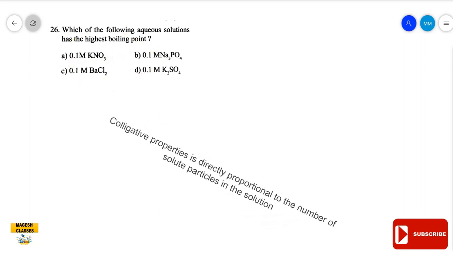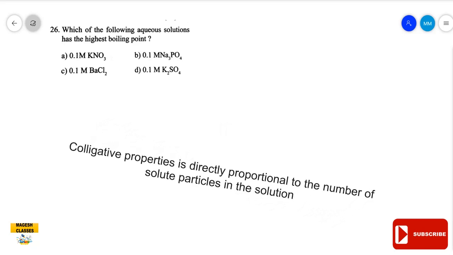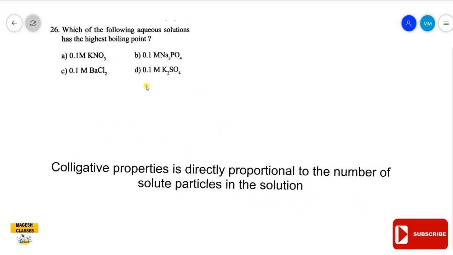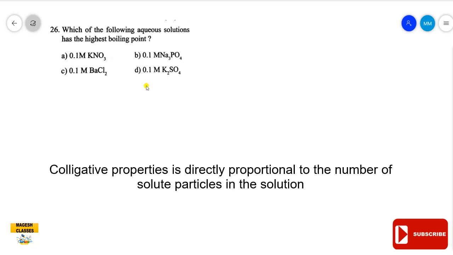Question number 26. Which of the following aqueous solutions has the highest boiling point? Here solutions of the same concentration are given. Which one has the highest boiling point? The concept is, as the number of ions in the solution increases, the elevation in boiling point also increases.